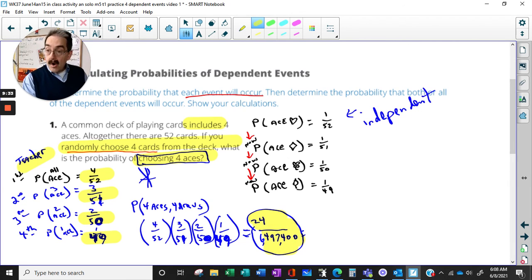This is not wrong, but it's not, given the first one was an ace, what's the probability that the next one's going to be an ace? The next one after is going to be an ace. Okay? So, what's in yellow is the idea of dependent, given certain things have happened before.